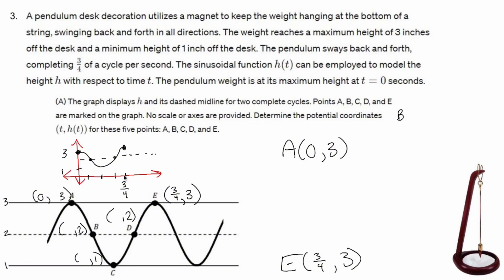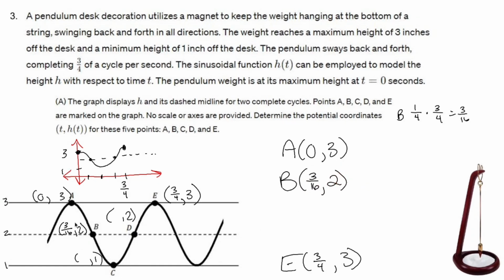Whatever the distance, this goes from 0 to 3/4. This is going to be 1/4 of it. So 1/4 of 3/4 is 3/16. So this is going to happen at the x value of 3/16 and a y value, or in our case, t and h of t, of 2. So B is 3/16 and 2.